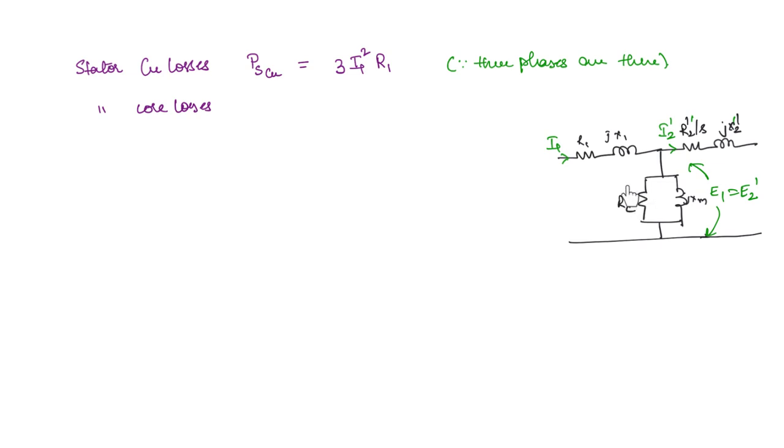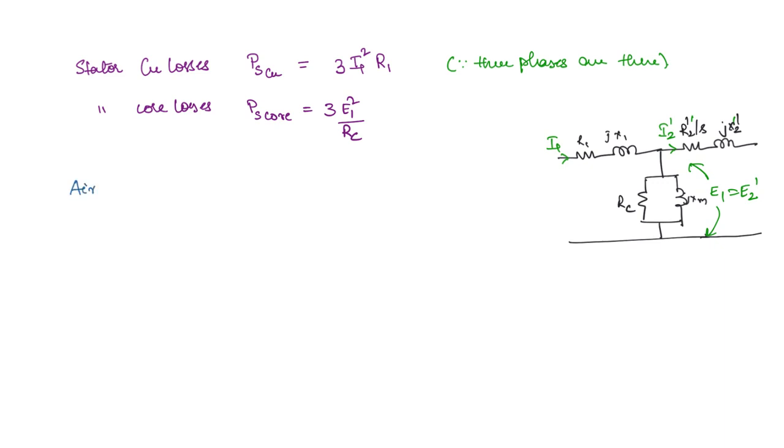So now what will be the core loss? Since this is the core loss component, the losses occurring across this RC are the core loss. The voltage across it is E1. So you can write stator core losses is equal to 3 times E1 square divided by RC. The rotor core losses are negligible, so we can take this as the entire core losses.